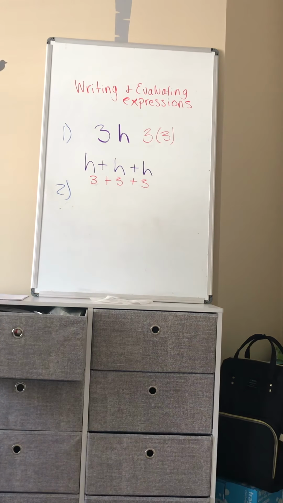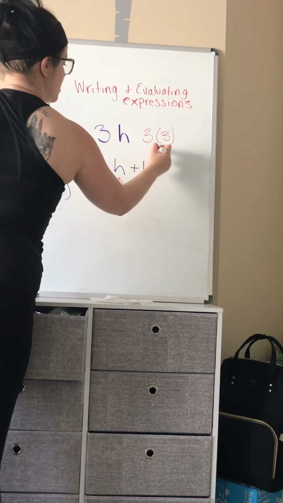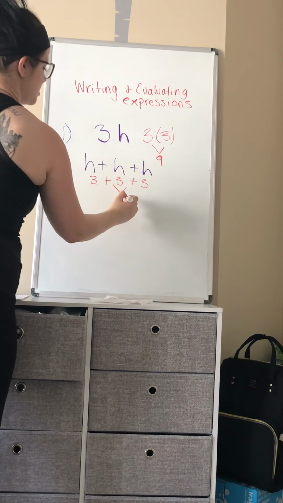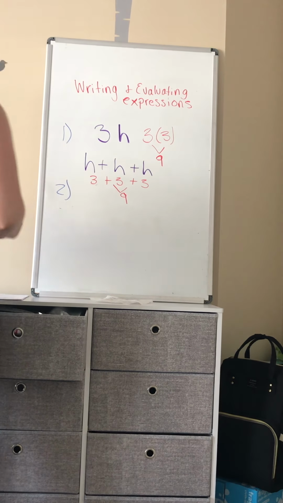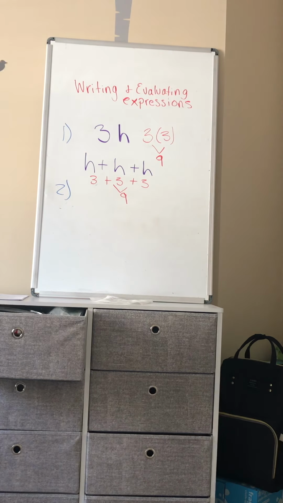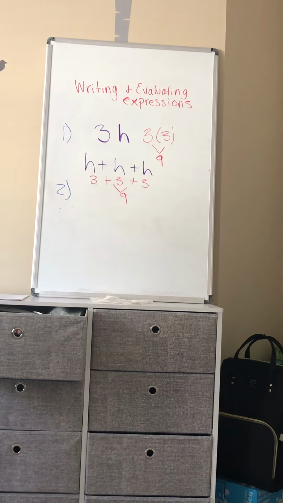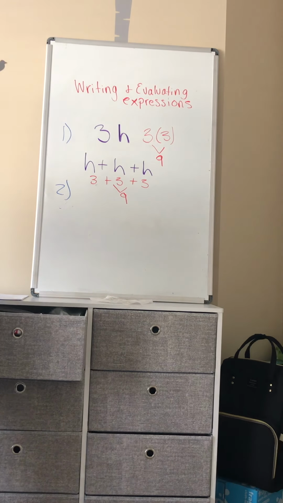3 times 3 is 9, and 3 plus 3 plus 3 is 9. So the evaluating of our expression led us to an answer of 9. You could have written your expression as 3H or H plus H plus H. Those are equivalent expressions, which means they're equal to each other, or they measure the same amount.